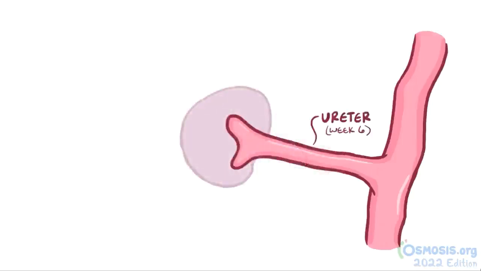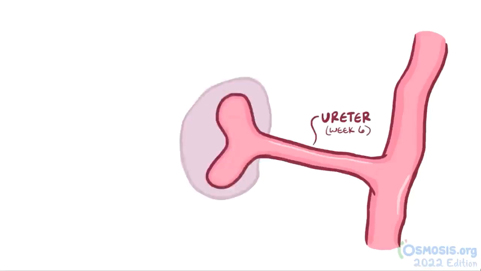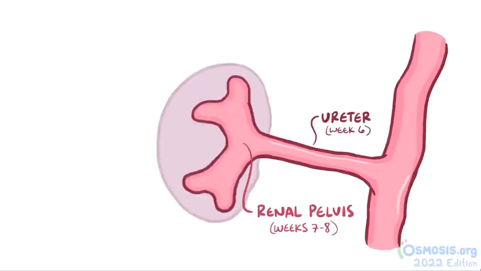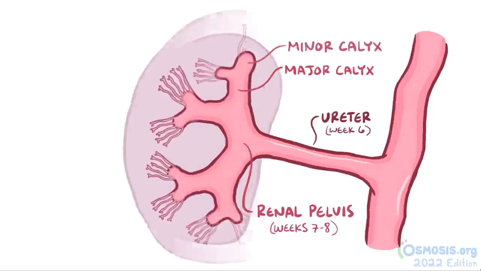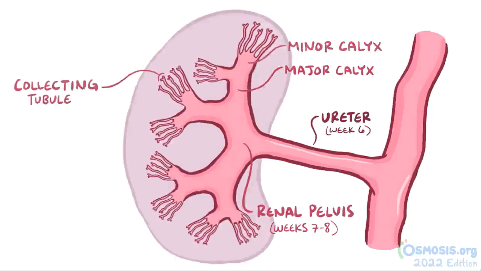The ureteric bud that's within the metanephric mesoderm divides in half to form the renal pelvis during weeks 7 and 8. Then each half divides again to form 2 future major calyces. This division continues until the major calyces, the minor calyces, and finally millions of collecting tubules have formed. The cells in the collecting tubules signal the surrounding metanephric mesoderm that the collecting system's in place, and that it's time for the nephrons to form.